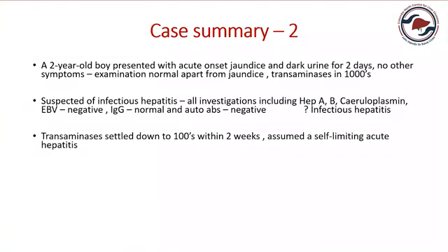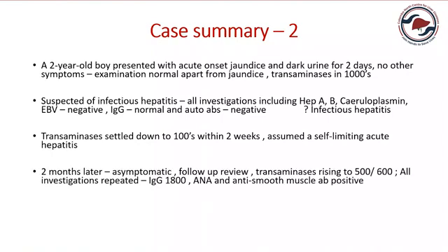The child was kept on follow-up. Transaminases settled down to hundreds within 2 weeks, quite a marked improvement without any specific treatment. Assumed a self-limiting acute hepatitis. 2 months later, the child remains asymptomatic. On follow-up review, the bloods revealed transaminases rising back to 500, 600. All the investigations were repeated at that point, which revealed raised IgG and positivity for ANA and anti-smooth muscle antibodies.